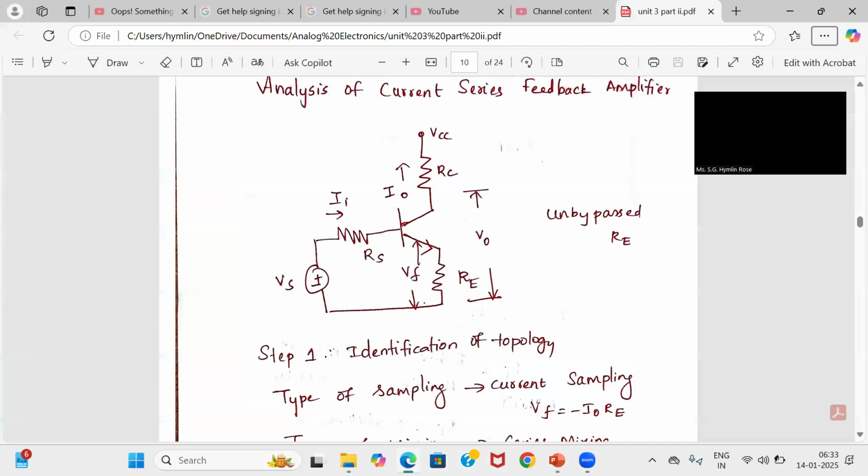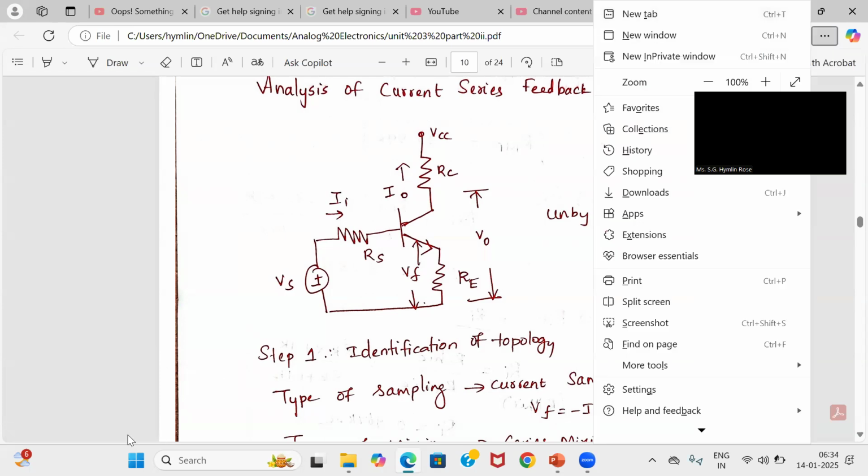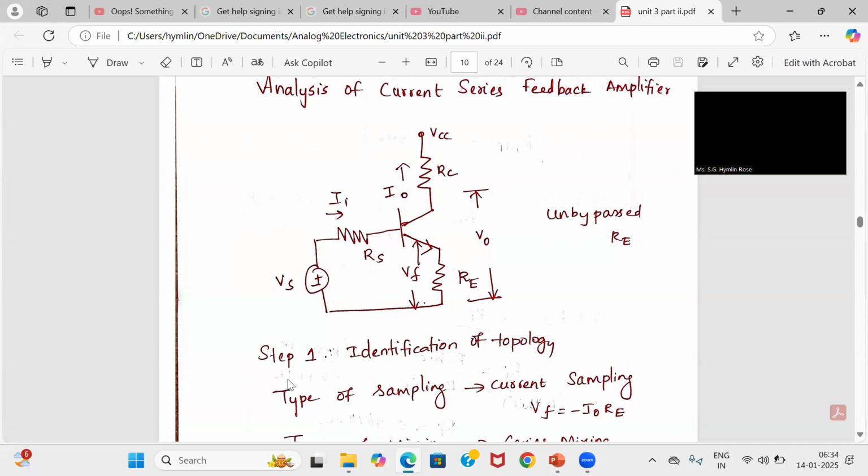So, this is the circuit for the current series feedback amplifier. How it is identified is based on the type of mixing and the type of sampling. Mixing is on the input side and sampling is on the output side. The type of sampling is current sampling.